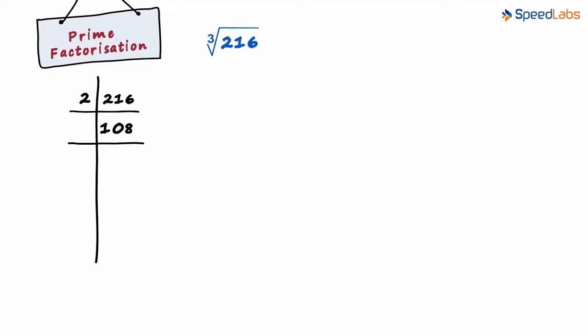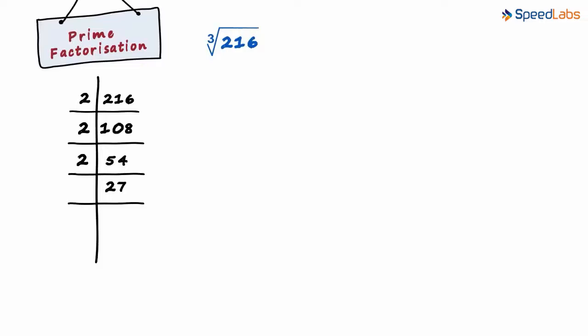So we continue with the same procedure. We think of a prime factor that is a factor of 108. Well, 108 is also divisible by 2, and 2 multiplied by 54 gives us 108. Again, since 2 is a factor of 54, we write 2 here and write 27 here as 2 multiplied by 27 equals 54. We stop when we get a prime number here. 27 is not a prime number, and hence we continue with the same process.